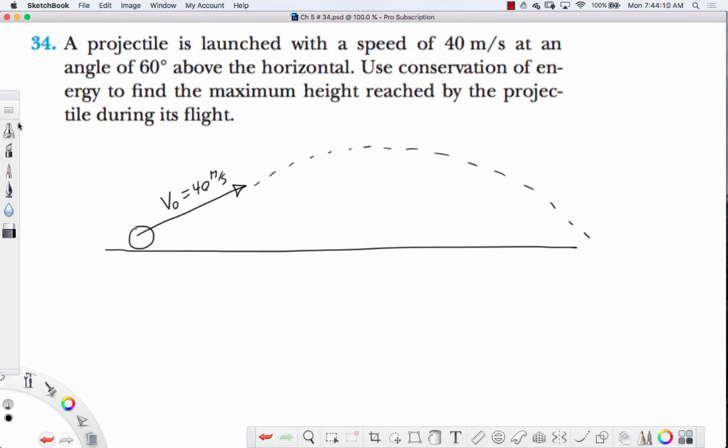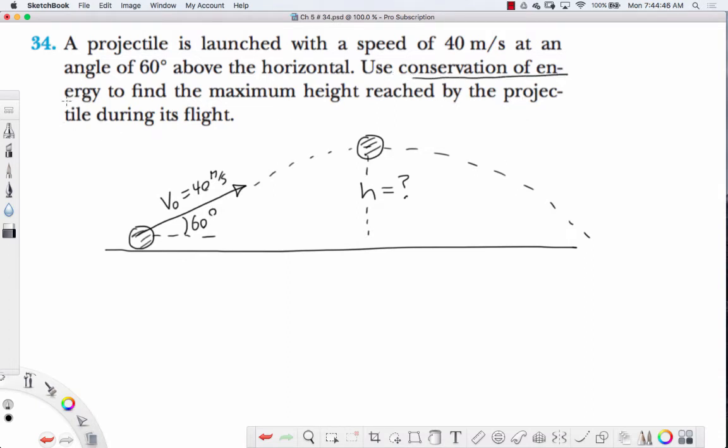Okay, 34, it's a good problem. Now you look at this and it looks like a kinematic problem, which it certainly could be. You learned back in chapter 3 how to solve for different variables for projectile motion. So what this question wants us to find is the maximum height that this projectile reaches if it's launched with a velocity of 40 meters per second at an angle of 60 degrees. But we have to do it with conservation of energy.